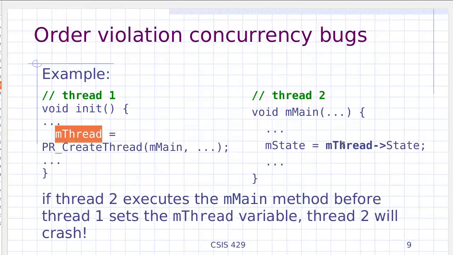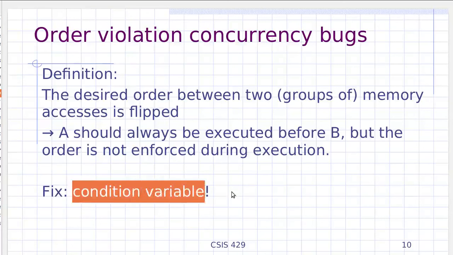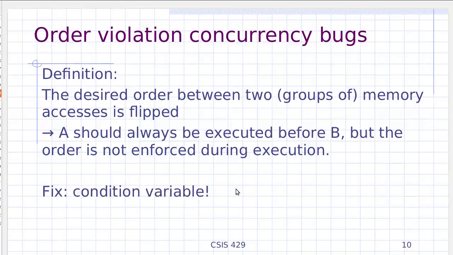So we've seen this kind of thing before. We definitely want to execute this only after this is done. Okay, so some desired order between two groups of memory accesses may not work, and let's say some chunk of code A should always be executed before B, but we're not enforcing the order, and so one way to fix that, or one way to enforce the order, is to use a condition variable. Okay, so let's take a quick look at that.